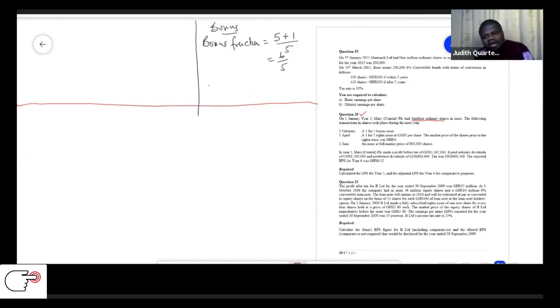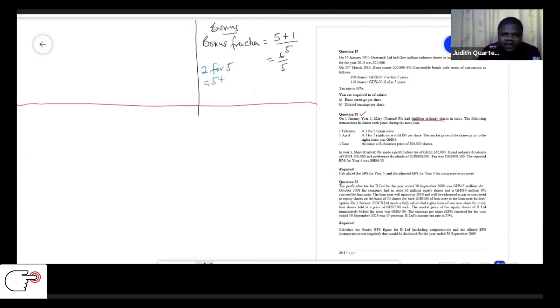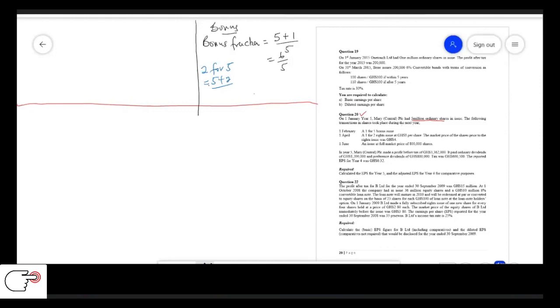Okay, so that is the bonus fraction. You can just use the term straight away. So that when they say 2/5, you see that the bonus fraction is 5 + 2 all over what? 2/5 means what? 2 new shares for every 5 existing, right? So existing plus new all over what? Existing. That's what it means. Bonus fraction, you can write it down. It's existing plus new all over existing. Look at the terms.